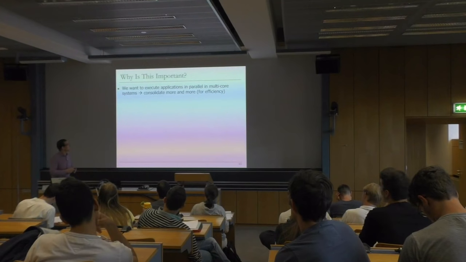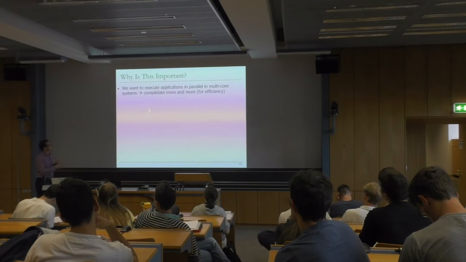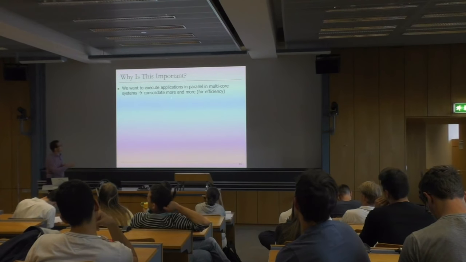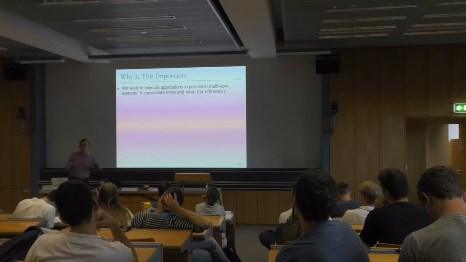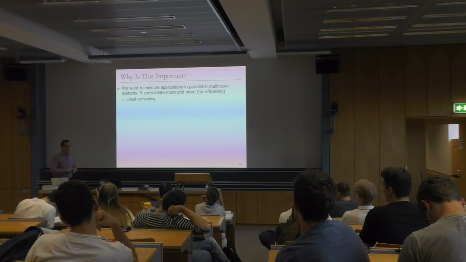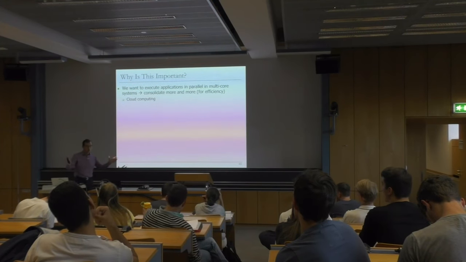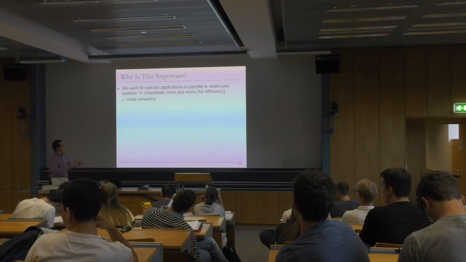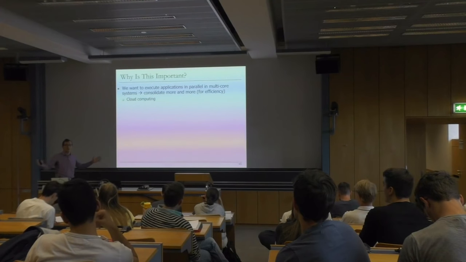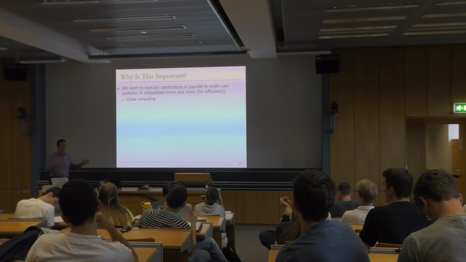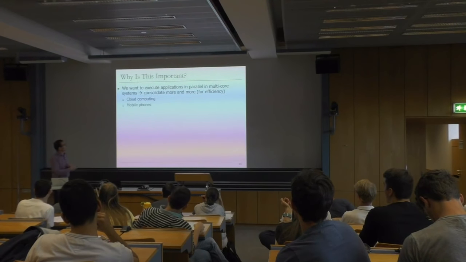So you may wonder why this is important. Actually, this is important for many, many reasons, but I'll give you some reasons. Basically, we want to execute applications in parallel in multi-core systems. You want to consolidate more and more for efficiency. If you want to build a cloud, for example, you want to build hardware with lots of cores, and you want to be able to schedule many applications in those cores. You don't want to leave them unutilized. You want the cloud to be utilized, essentially.